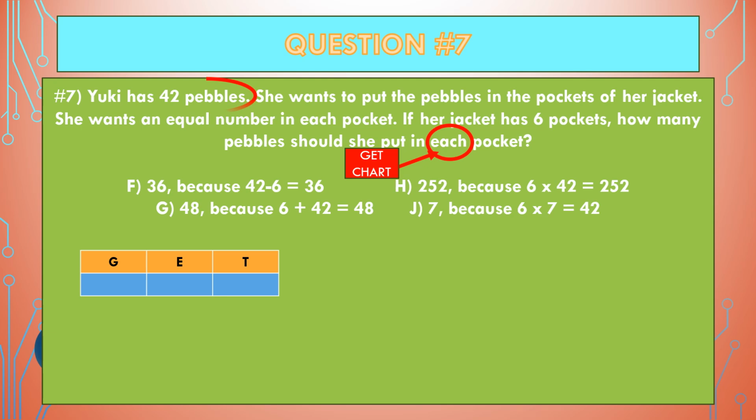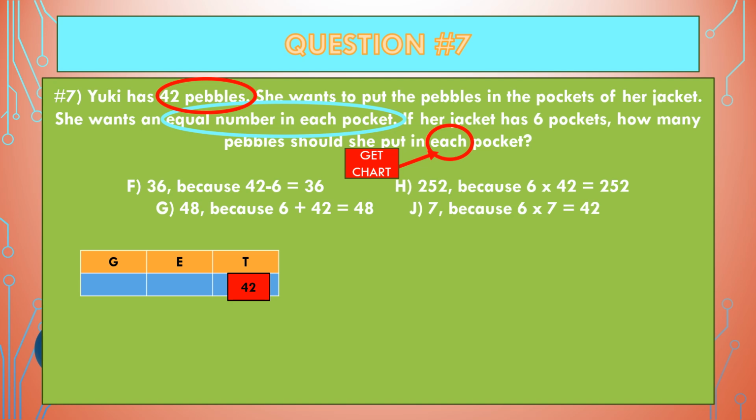Yuki has 42 pebbles. Okay, well, 42 sounds like a total to me. She wants to put the pebbles in the pockets of her jacket. All right, no information there quite yet. I know I have pockets. She wants an equal number in each pocket. Equal number in each pocket.